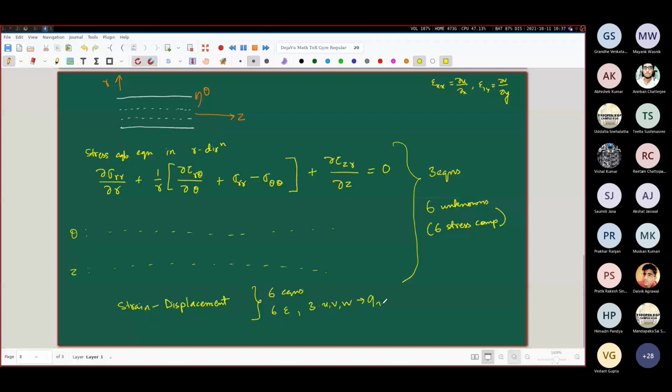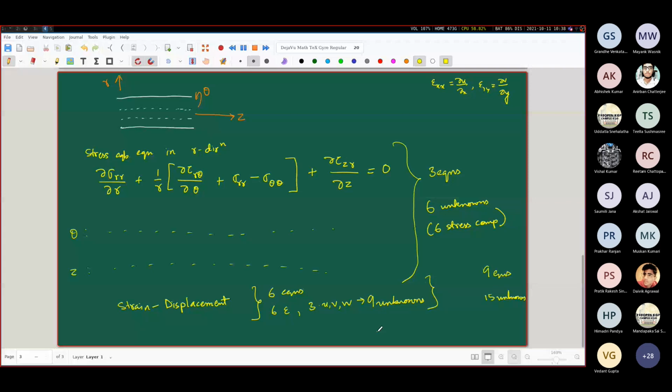Till now, how many equations do you have and how many unknowns? 3 equations plus 6 equations, 9 equations. How many unknowns? Here you have 6 unknowns, the 6 stress components, plus the 6 unknown strain components. So 6 plus 6 is 12, plus 3 displacement variables, 15 unknowns. Up to this stage, you have in total 9 equations and 15 unknowns. So what do you need? You need 6 more equations. Who can tell me where I get these 6 equations?